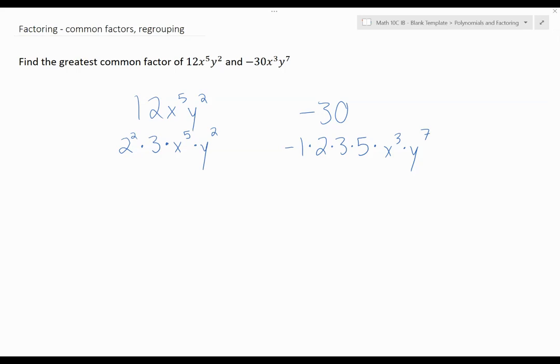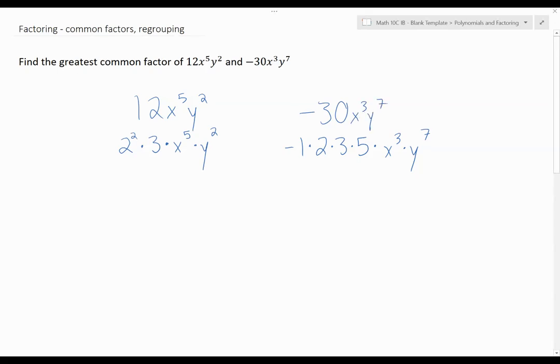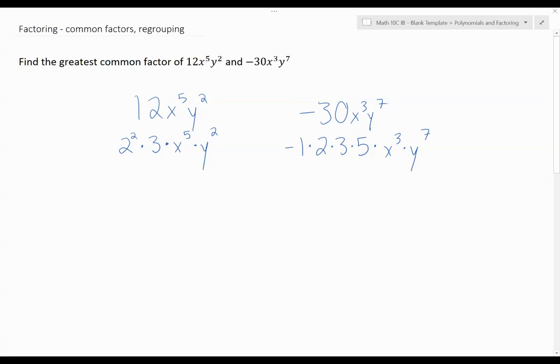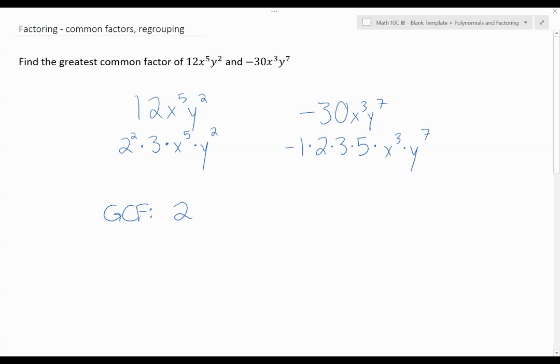So any common factor is any factor. So 3, for example, is a common factor. X squared is a common factor of both of these terms because I can divide both of them by x squared and have nothing left over. But the greatest common factor is going to be the product of everything they have in common. So in this case, I have a common factor of 2, but only one of them. I have a common factor of 3.